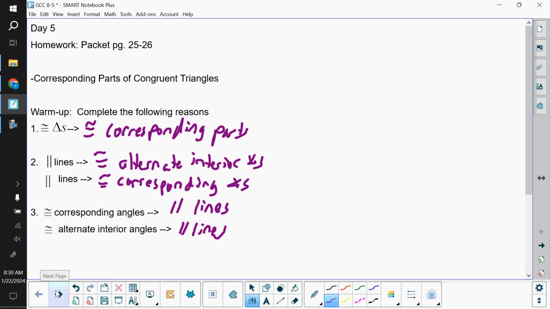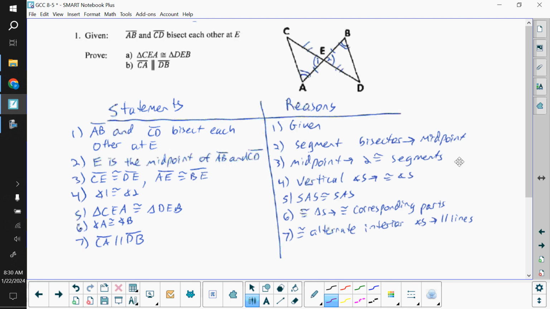So you can put your warm-up away, heading back over to the homework. So we were given that AB and CD bisect each other. So that segment bisector implies midpoint. This is the only scenario where it will be the midpoint of both things, if it says it bisects each other. So E is the midpoint of both AB and CD. Your midpoint will then imply two congruent segments, and we get two sets of congruent segments since it was the midpoint of both. Do a quick vertical angles implies congruent angles.